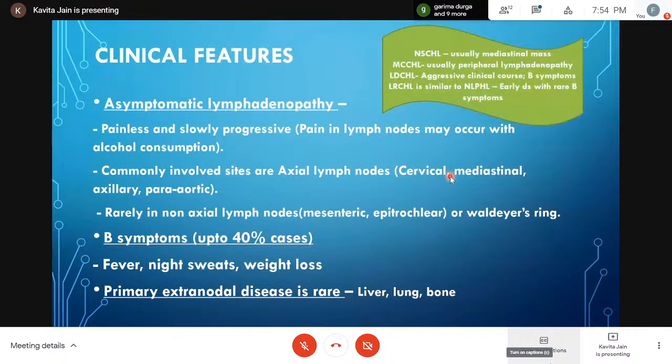So if we see according to the subtypes, nodular sclerosis usually presents with a mediastinal mass, stage 2 disease, and they are bulky mediastinal masses. And mixed cellularity and lymphocyte rich all have peripheral lymphadenopathy. However, lymphocyte depleted has an aggressive clinical course.